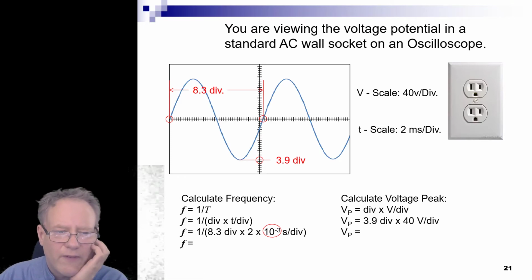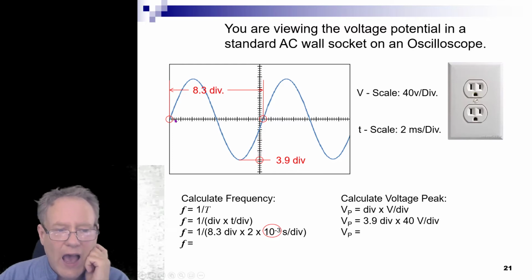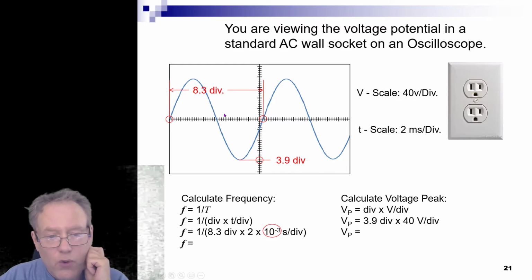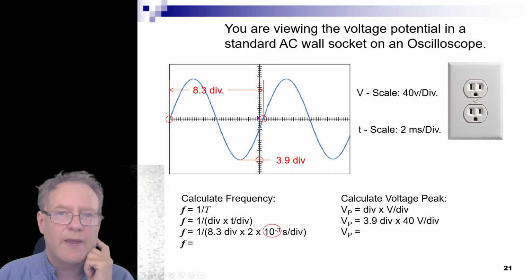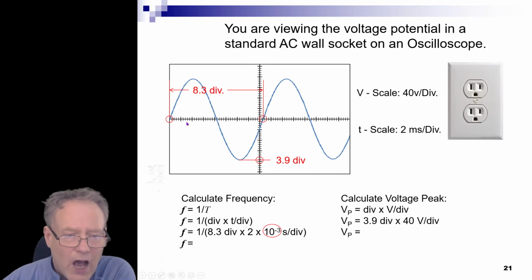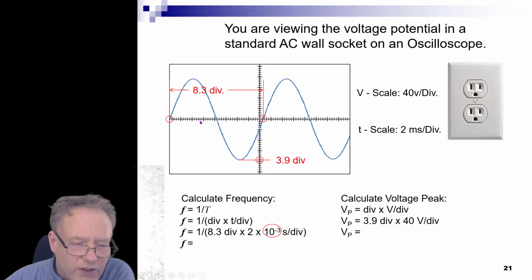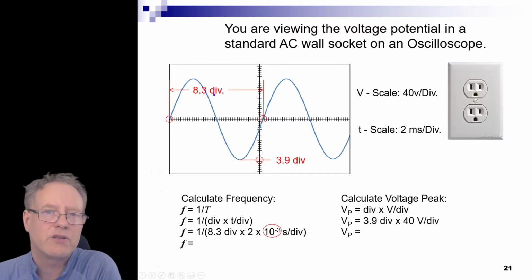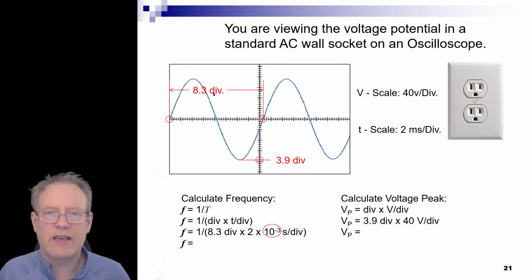Okay, so if I wanted to figure out the period, I count the number of divisions for one full cycle, and then from there, I just multiply that by the scale. So if we take a look at this, how many of these divisions are there? Well, it looks like there are about 8.3 divisions. It's as close as I can get.